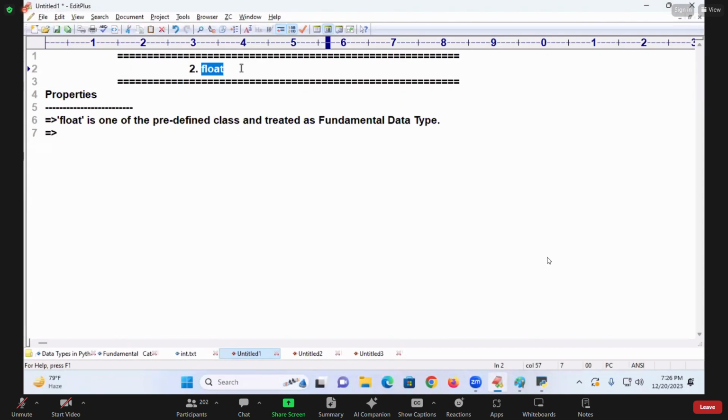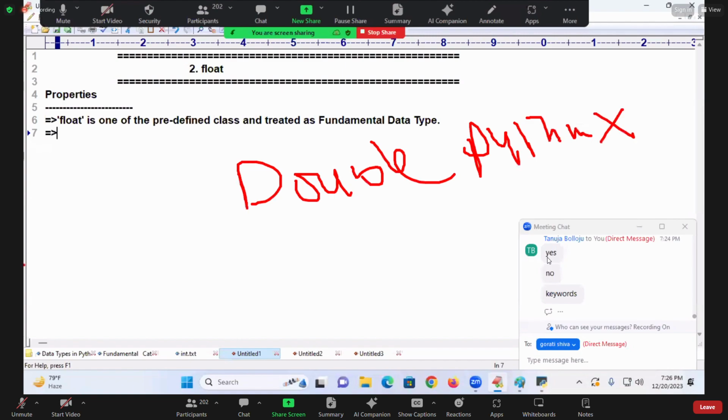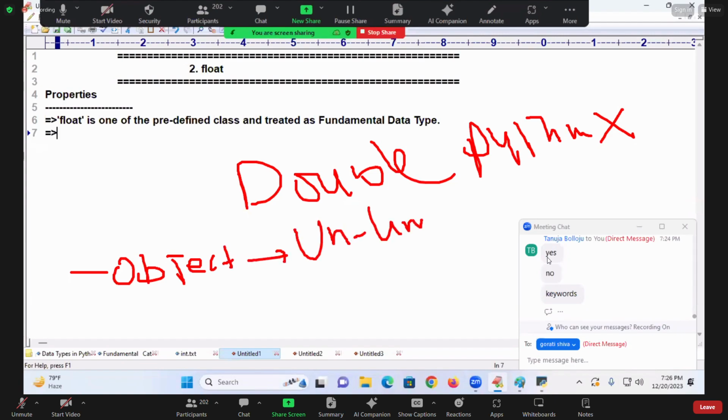What is float? Float is the class name. Treated as which data type? Some interviewers will ask you, do you have a double data type in Python? No. Why is there no double data type? You have to tell: in Python, all types of values are stored in the form of what? Objects. An object can store which data? Unlimited amount of data. The float category can store from smaller values to very big values. One data type is enough. More data types are not necessary.